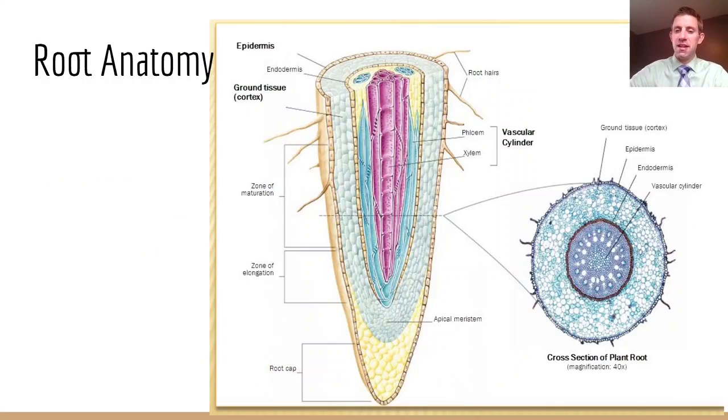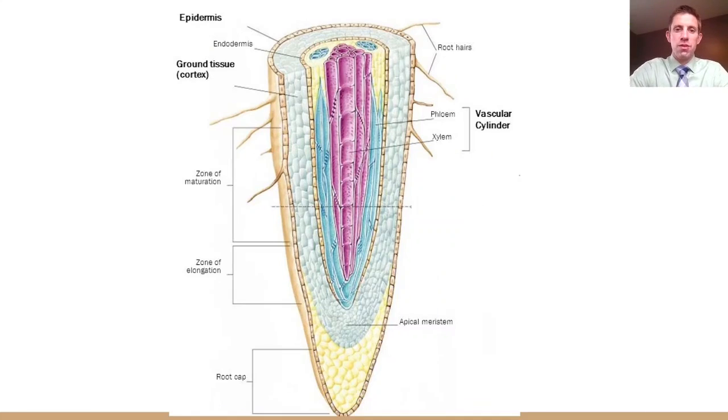Take a look at the anatomy of the root. We're going to look at two images here. First, the one on the left is a longitudinal image of a root, and it's a drawing. And then the one over the right is a microscopic image, and it's a cross-section of a root. We'll look at each one of these individually. We'll start with the longitudinal one.